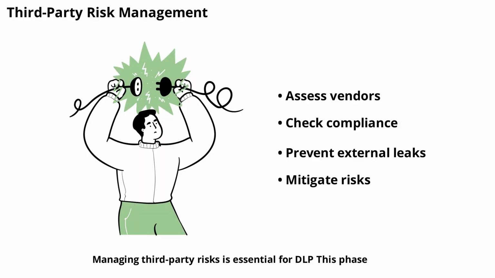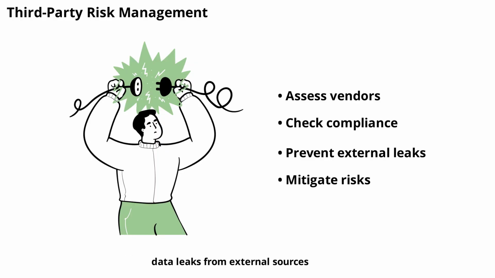Managing third-party risks is essential for DLP. This phase, lasting 2 to 3 weeks, involves assessing vendors and partners for data protection practices and ensuring they comply with your DLP policies. Third-party risk management helps prevent data leaks from external sources.